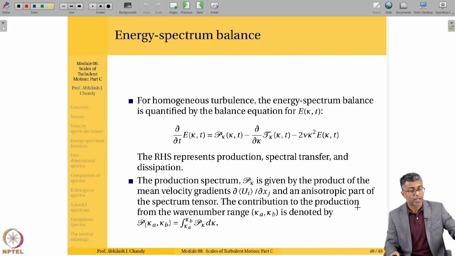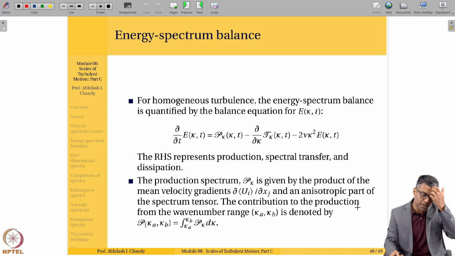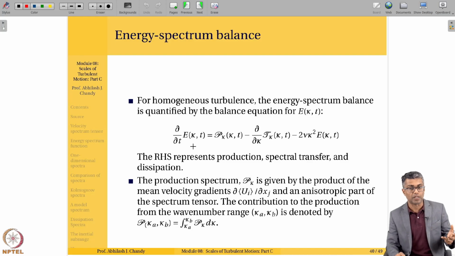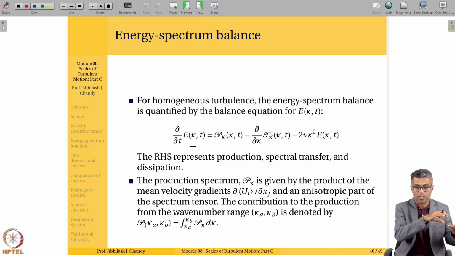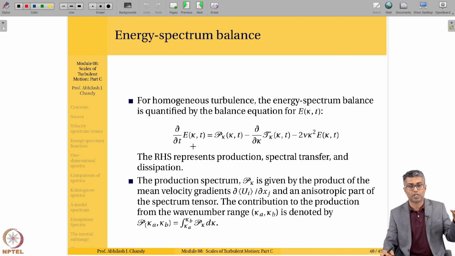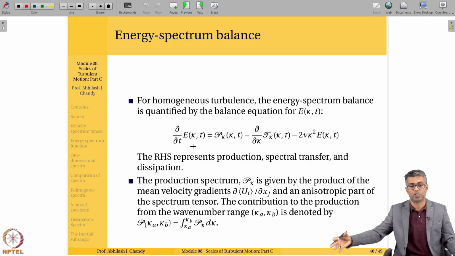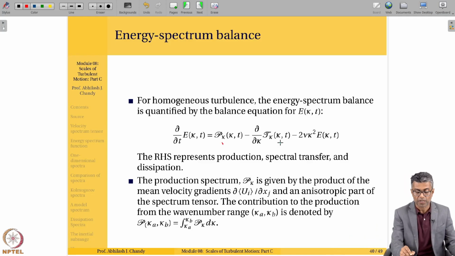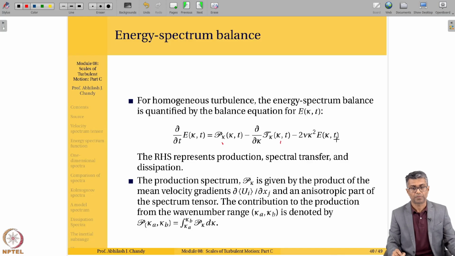So that's that. Now let's look at the energy spectrum balance equation. You would think that if I have an energy spectrum balance equation, del T of E of kappa, it depends on three things. Energy is being produced, energy is being transferred, and energy is dissipated. Produced in the energy containing range, over the inertial subrange it transfers, and in the dissipation range it dissipates. So on the RHS, I have production, I have spectral transfer, and I have dissipation.